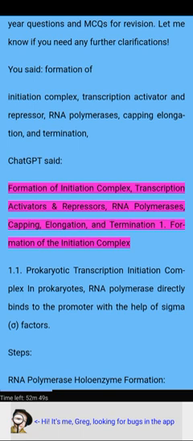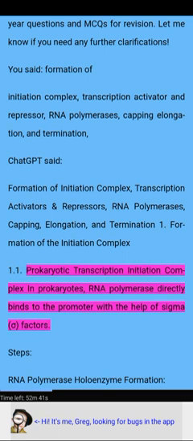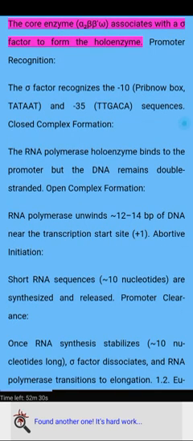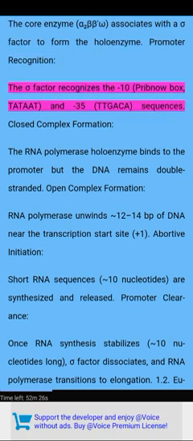1. Formation of the initiation complex. 1.1. Prokaryotic transcription initiation complex. In prokaryotes, RNA polymerase directly binds to the promoter with the help of sigma factors. Steps: RNA polymerase holoenzyme formation. The core enzyme (alpha2, beta, beta prime, omega) associates with a sigma factor to form the holoenzyme. Promoter recognition: the sigma factor recognizes the -10 Pribnow box, TATAAT, and the -35 TTGACA sequences.